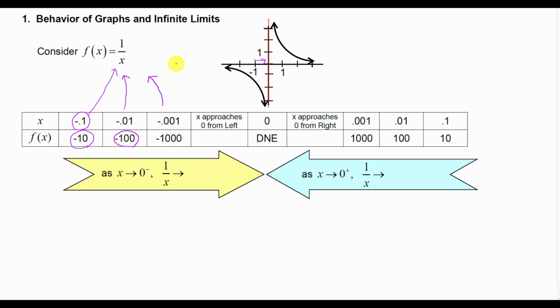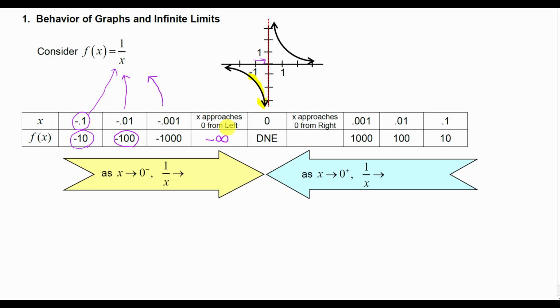Let's plug in a smaller value of x. When you plug x equals negative 0.001, your y value becomes negative 1000. And you can see the pattern now. So as x approaches 0 from the left, your function values are getting smaller and smaller without bound. It is going to negative infinity, as you can see.